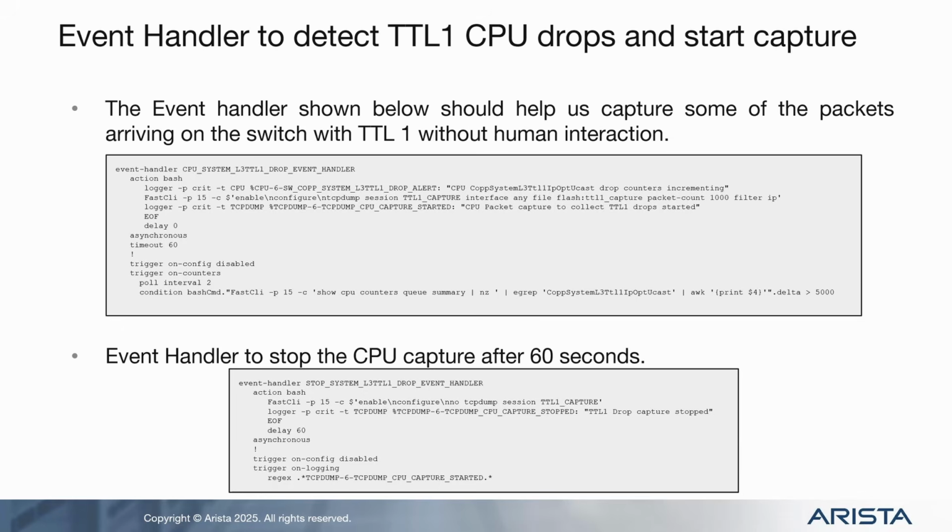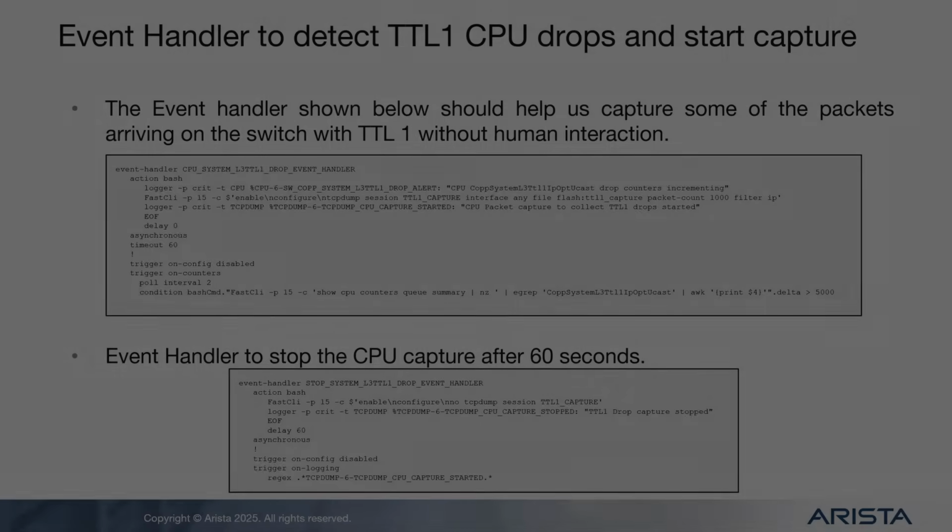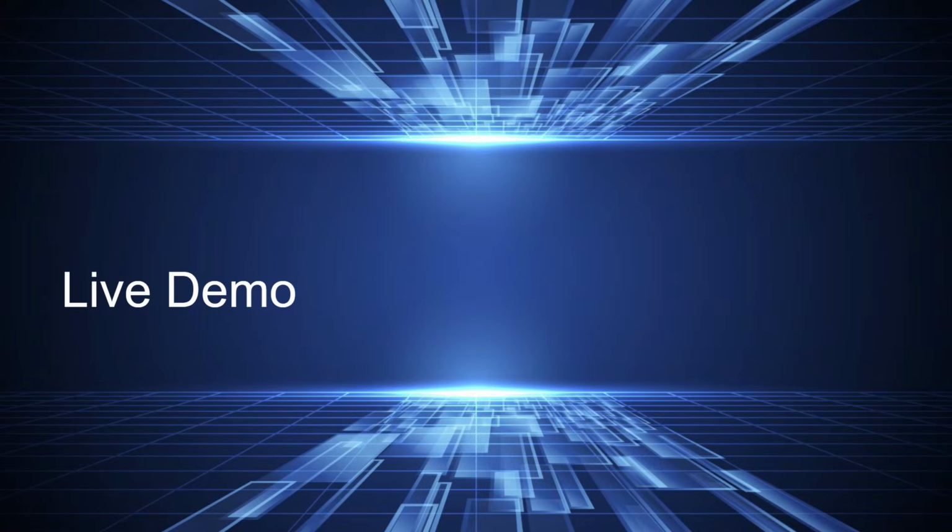Now, once we have the packet capture configured, we are going to log another message indicating that the packet capture has started. Now let's shift focus to our second event handler. The condition here is looking for the last log message generated by the previous event handler. Once this condition has been met, we are going to wait 60 seconds so we can give tcpdump enough time to do the packet capture. Now, after 60 seconds, we are going to execute the action, which is to remove the tcpdump configuration that the previous event handler configured.